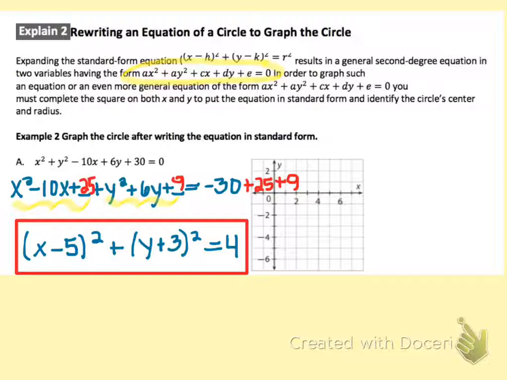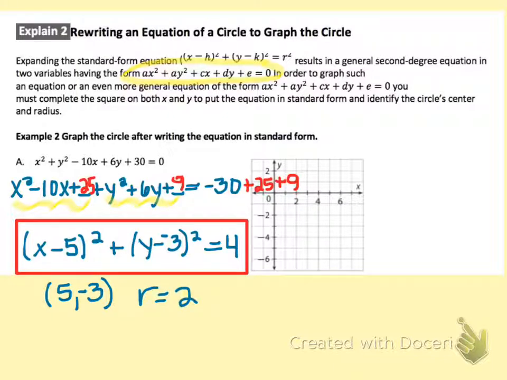So now we can look at this equation and see that the center must be at 5, negative 3, right? Because if you rewrote this one as plus negative 3, this would be minus negative 3. And so that's 5, negative 3 for the center. And if I took the square root of this side, that's going to give me the radius. So the radius must be 2.